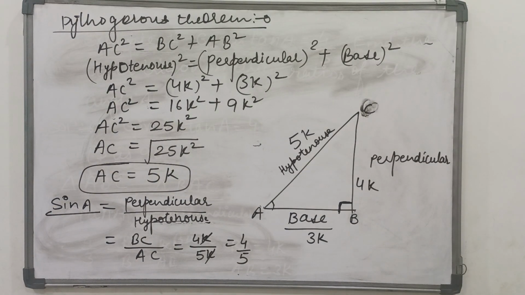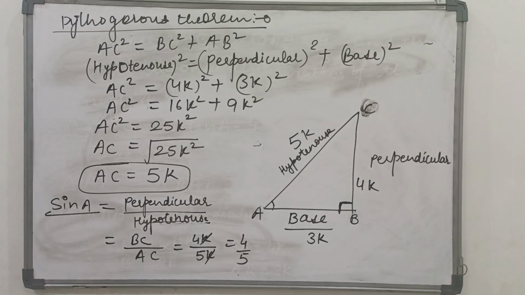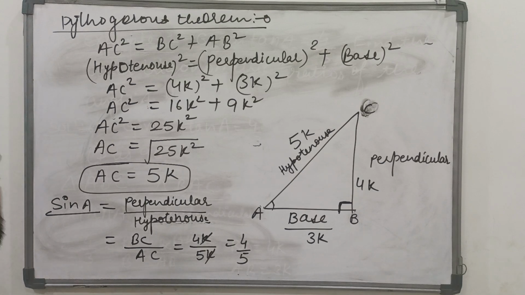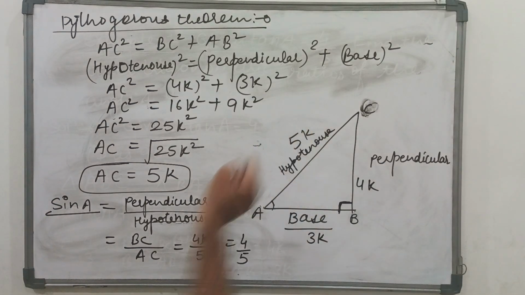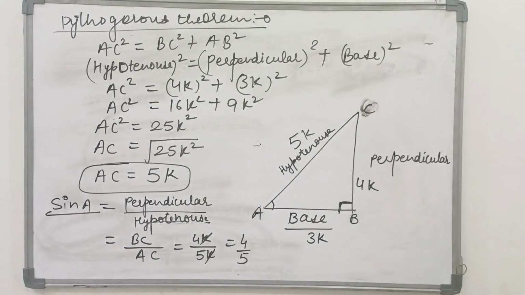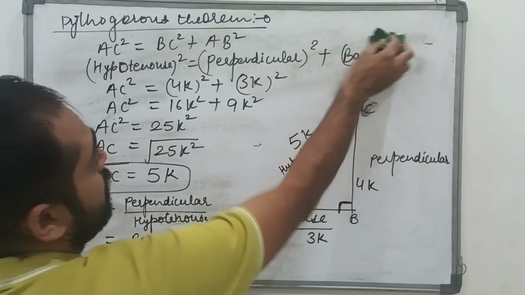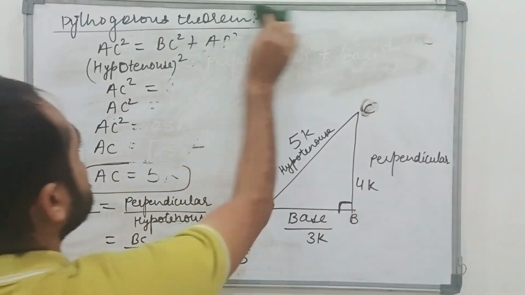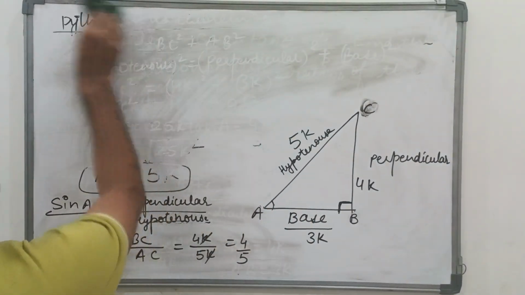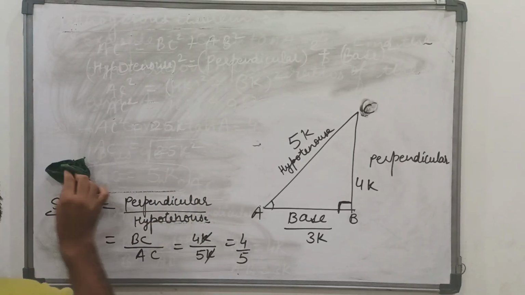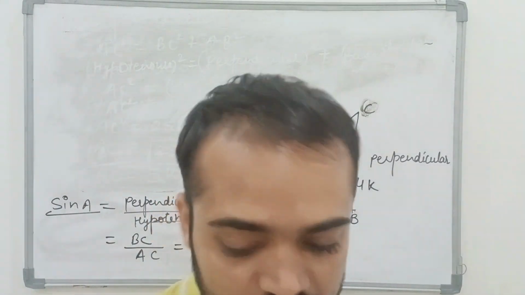Now easily we can find out cos A. What is cos A? Base upon hypotenuse. This is a simple question. Understood? We can get more marks in these questions. Trigonometry is a very easy topic in the examination, your 10th examination also.